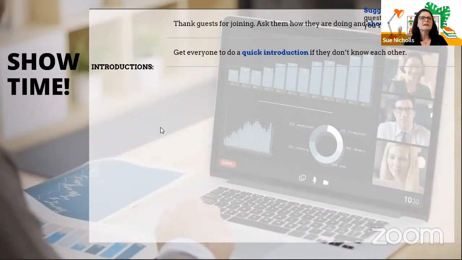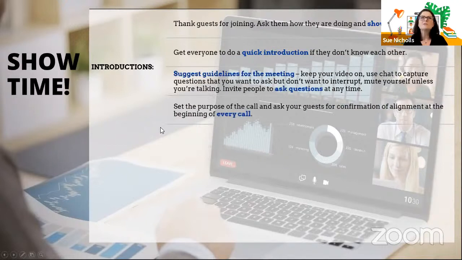And so you want to make sure you do introductions and show interest in everyone. Don't just jump in and start doing things. Even if it's your team, make sure that you have a little bit of a discussion or a funny thing, or make sure everyone knows each other. Suggest guidelines for the meetings, and set the purpose of the call and what you're trying to do.